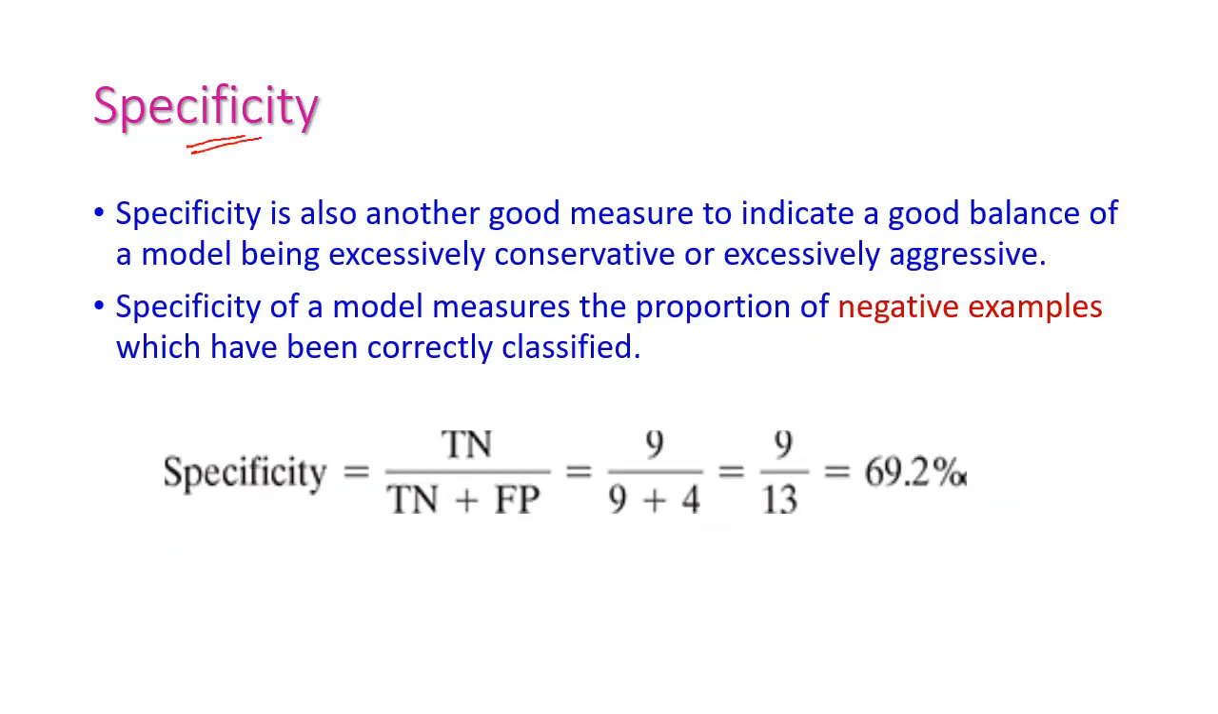The next one is specificity. This is the opposite of sensitivity. The model measures the proportion of negative examples which have been correctly classified, that is true negative divided by true negative plus false positive. So this is 69.2%.